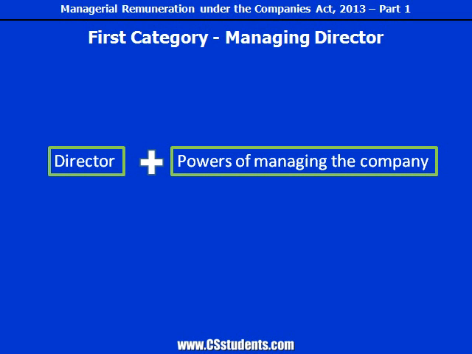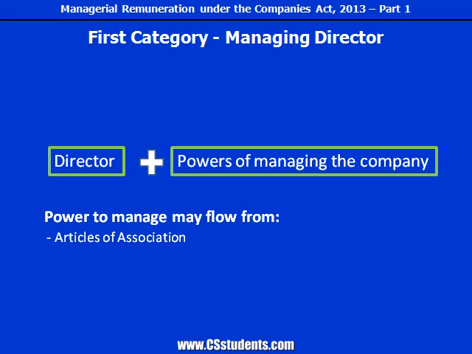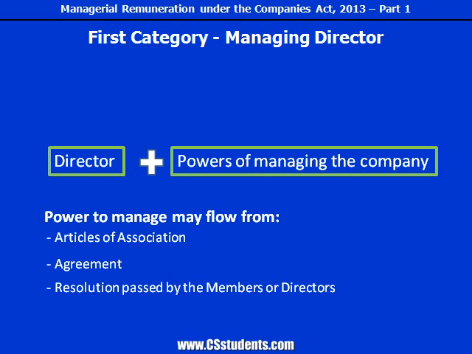Let's discuss each category. First category: managing director, whole-time director, manager. This classification may also include CEO, depending on his work profile. Managing director, from the perspective of business, is a person who is a director, plus having the powers to manage the company. Legally, this power to manage may flow from the Articles of Association of the company, or under an agreement executed by the company, or through a resolution passed by the members, or through a resolution of directors.